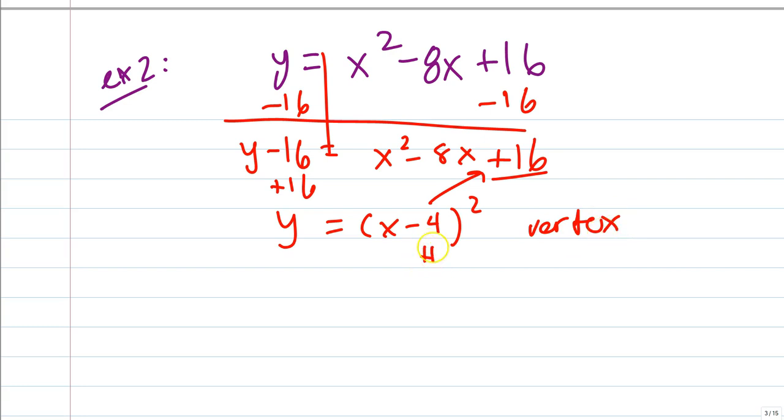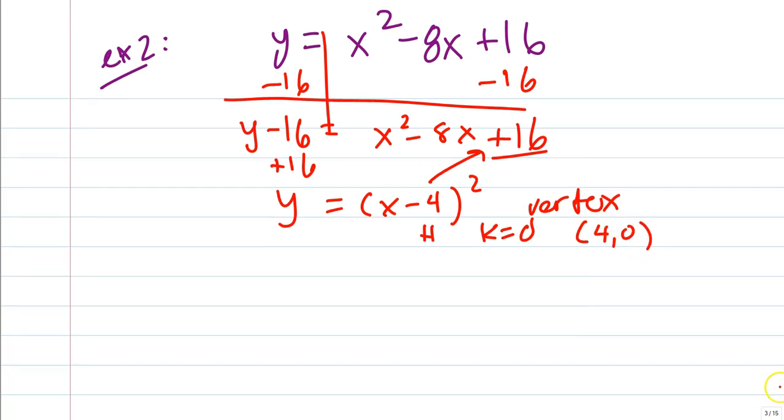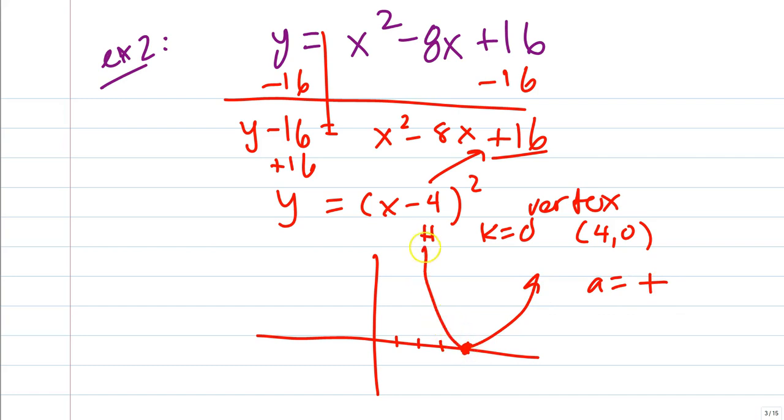H and K. We have an H. There is no K. There's no number out there, right? That 16 was used in completing the square, or that negative 16 plus 16 left a 0 there. Well, that just means our K is 0. So our vertex is going to be at 4, 0. We could sketch that. And here's where I need to know that since my A was positive, this parabola is going to open upward.